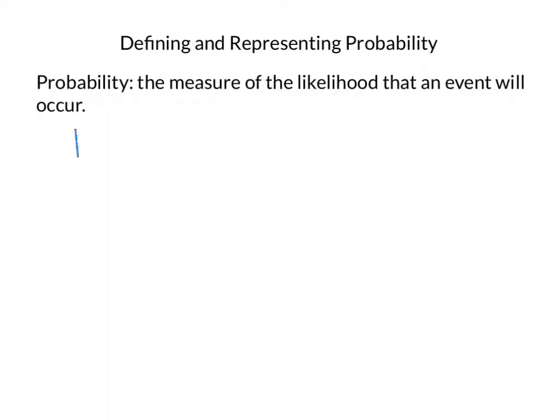Now sometimes they might get a little tricky on this. They might ask you, what is the probability of rolling a 7 on the 6-sided die? Well, there are no 7s out of the 6 sides, so the probability is 0 or impossible. It's impossible to roll a 7.